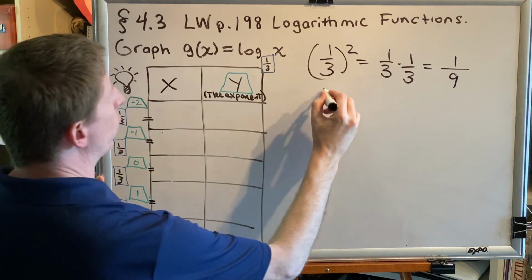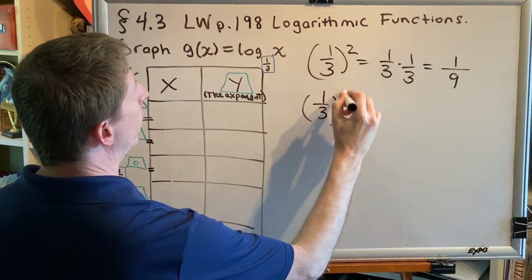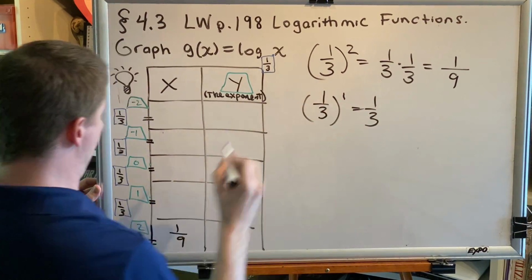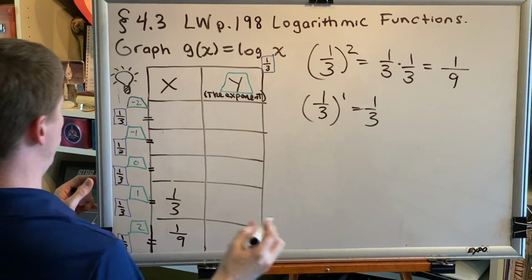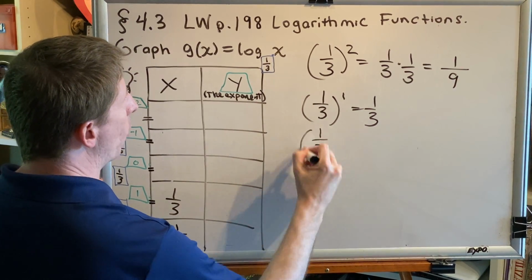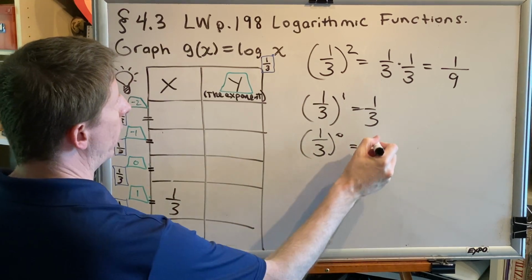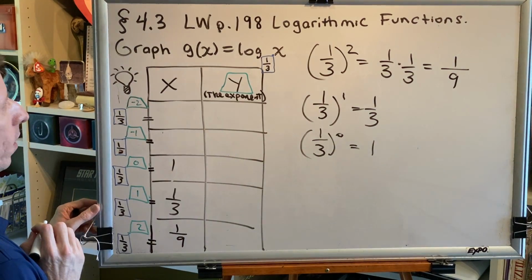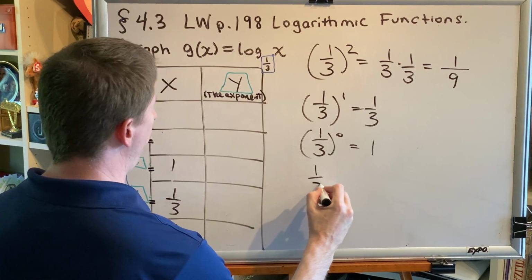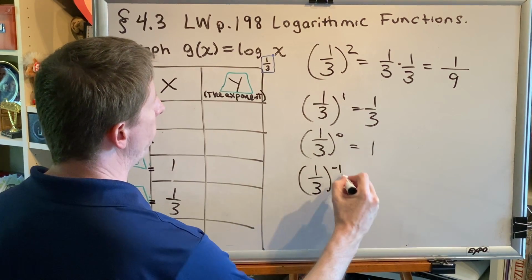All right, let's do the next one. 1/3 to the first power. Anything to the first power is itself. So we get 1/3. Next, 1/3 to the 0 power. Any non-zero number raised to a 0 power is 1. So we get 1. Next one, 1/3 raised to the -1 power.